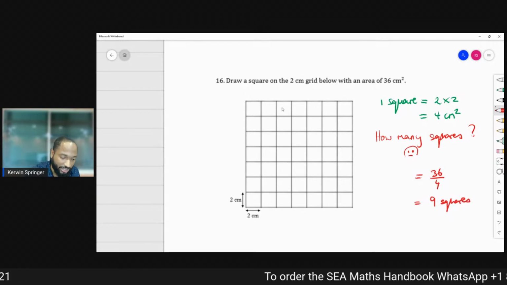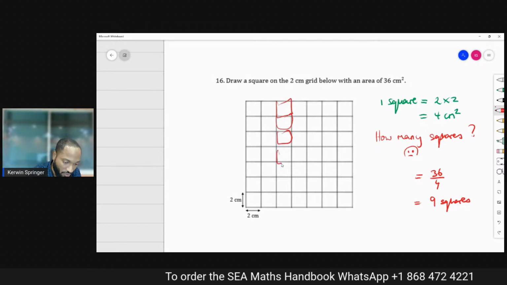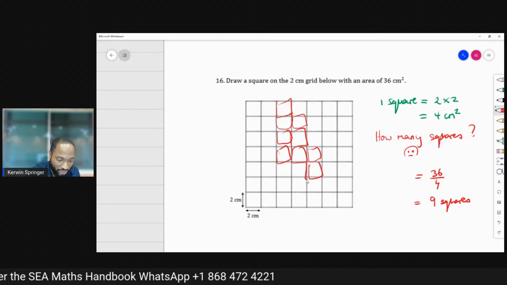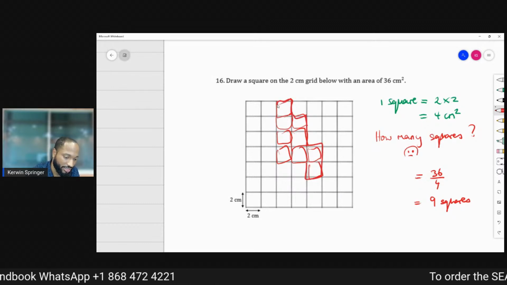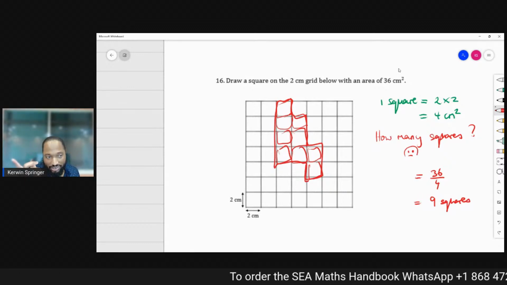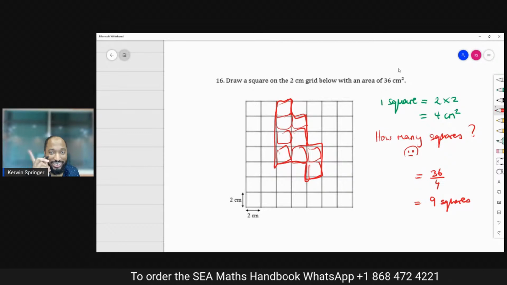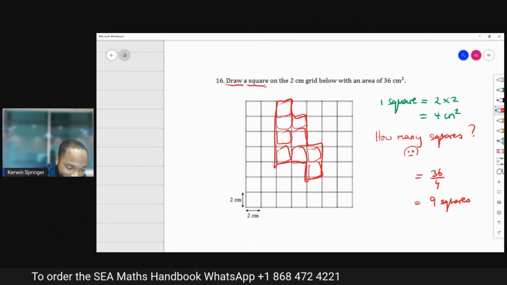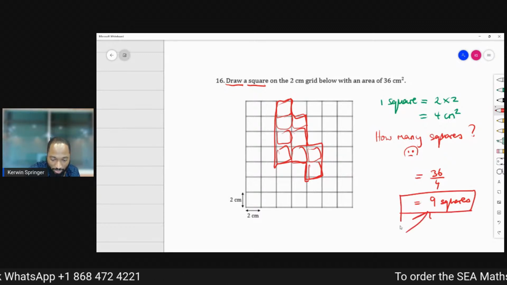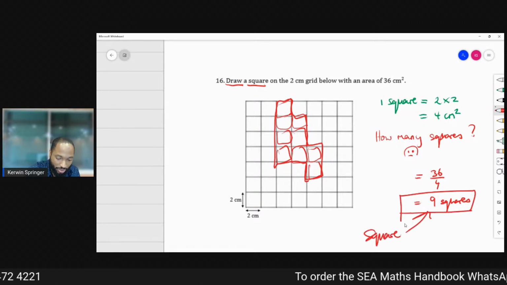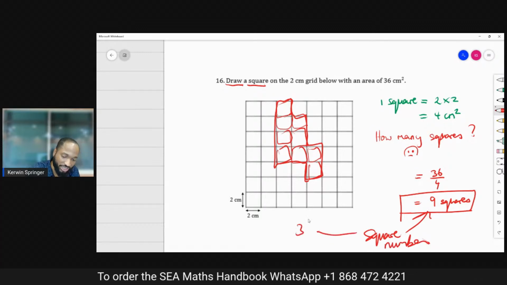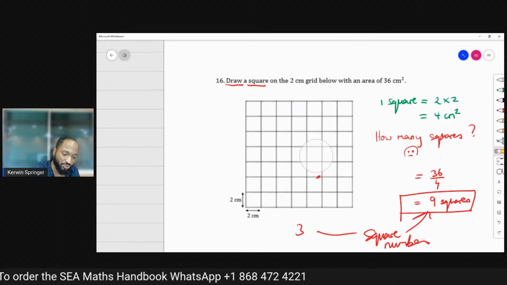But I can't just say 1, 2, 3, 4, 5, 6, 7, 8, 9 and make a shape like this. Why can't I do that? Because I read in my whole question, it said draw a square. So I need to draw a square made out of 9 squares. This is a square number. What number multiplied by itself gives me 9? Of course, it's 3. So the side of my square should be 3.